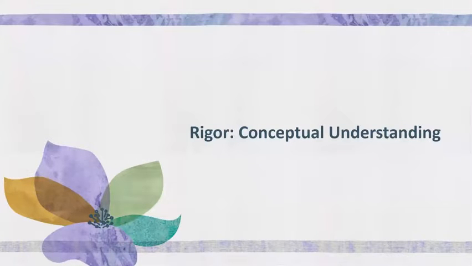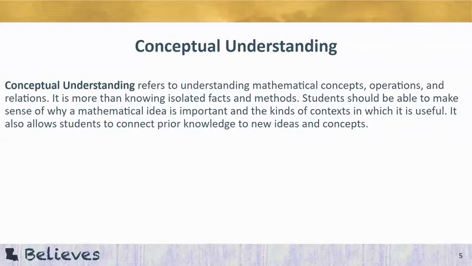One element of rigor as defined by the standards is conceptual understanding. Conceptual understanding refers to understanding mathematical concepts, operations, and relations. It is more than knowing isolated facts and methods. Students should be able to make sense of why a mathematical idea is important and the kinds of context in which that idea is useful. Conceptual understanding allows students to connect prior knowledge to new ideas and concepts.